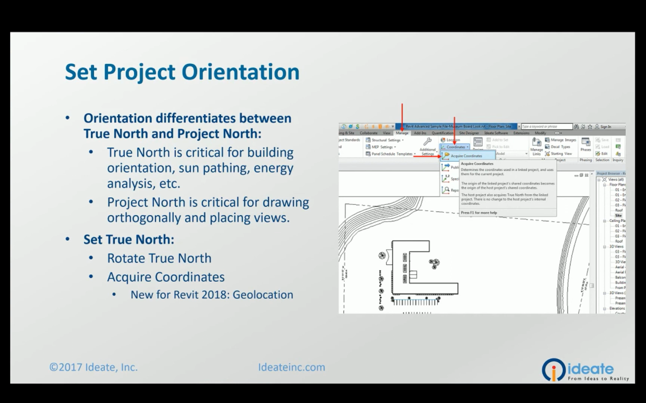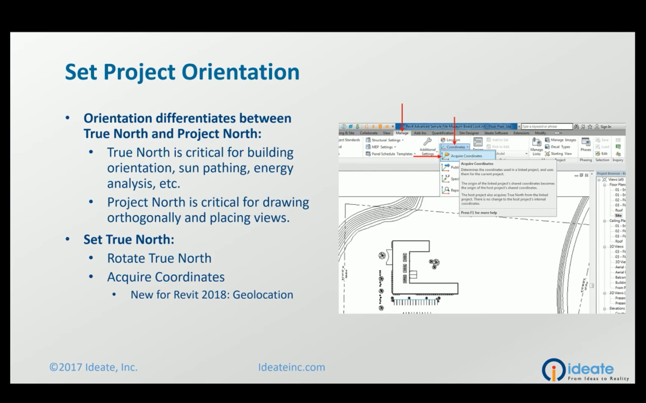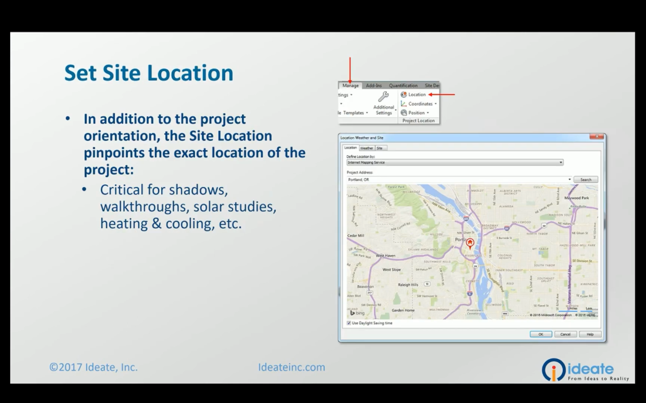All right, so that stuff's really, really important, right? So again, in addition to getting your project oriented, it's also important to actually get it located, right? Because orienting it to True North and project north doesn't tell the end user where the project's located. So if you're trying to get accurate renderings, accurate sun and shadow settings, you have to tell Revit where am I located. The geolocation thing that's new to Revit 2018 is actually really handy because it can get all that data for you, which is cool.